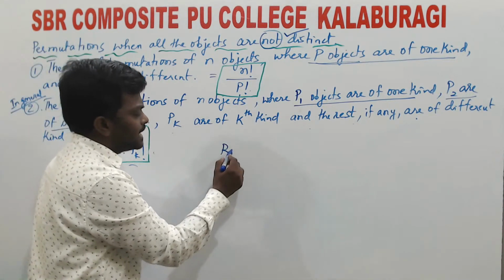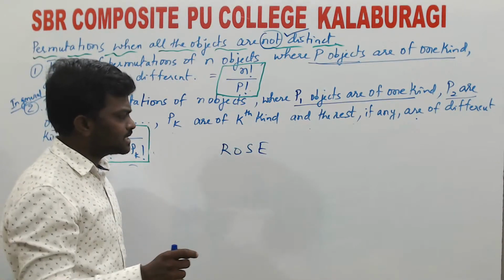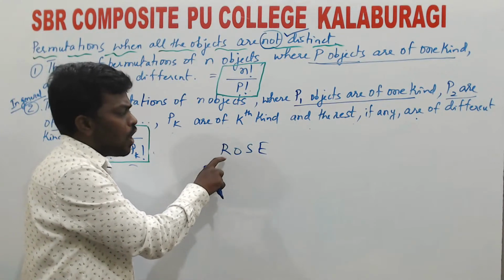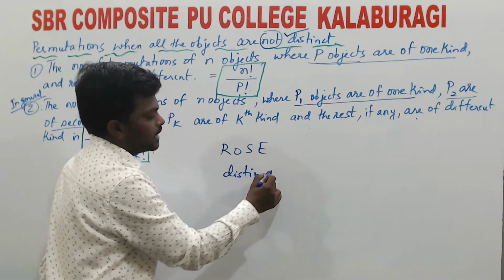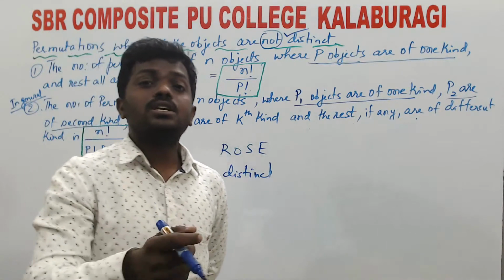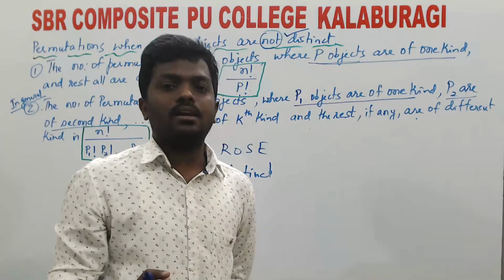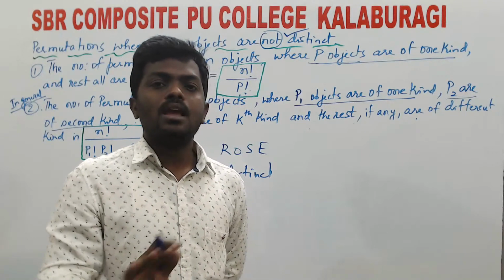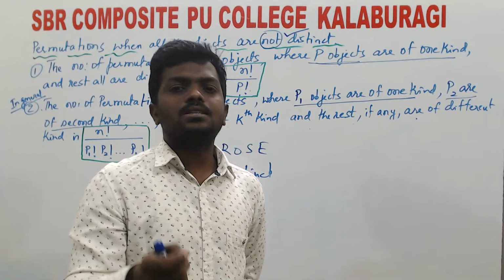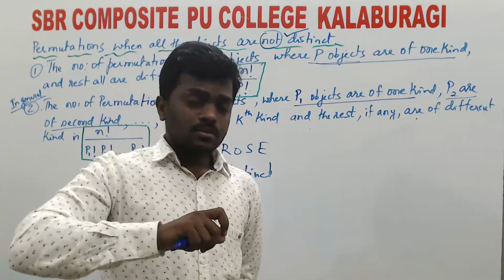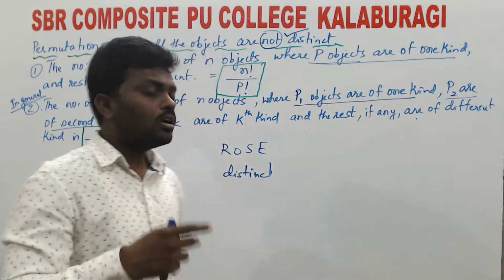The very first example was ROSE, and you can observe that all the letters are different, all distinct. In all the questions we have solved till now, it was the case of distinct objects only. All the objects were different, right, students? But from here onwards, there are some cases where the given word or objects are similar, not distinct.